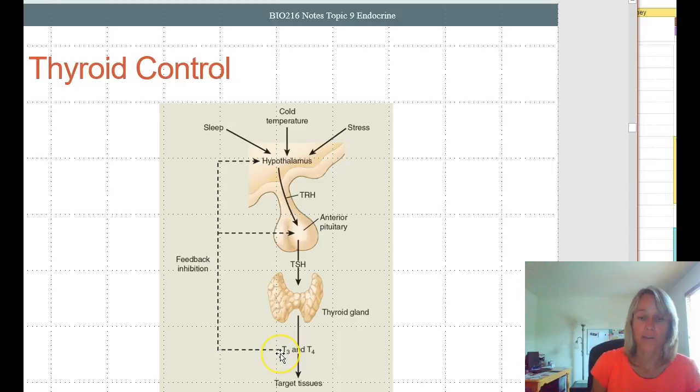T3 is the more active form. T4 gets cleaved to T3 at the tissues. More T4 is released than T3 from the thyroid gland, but T3 is the more active form. So T3 and T4 have their effect on target tissues, and then they also negatively feed back to suppress release of TSH and to suppress the release of thyrotropin-releasing hormone.